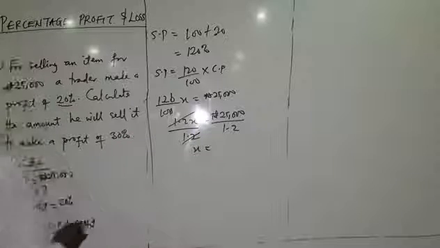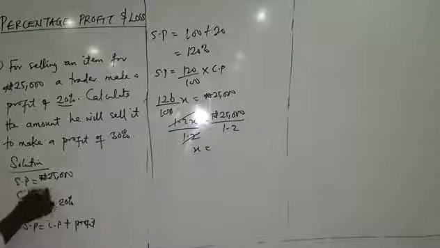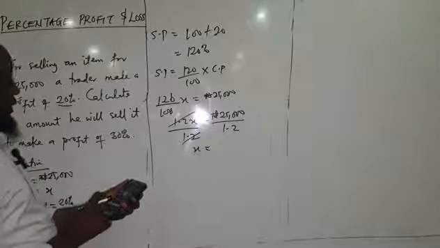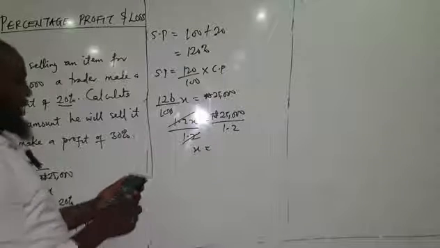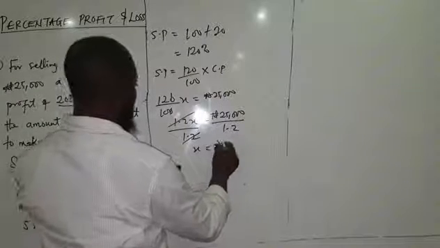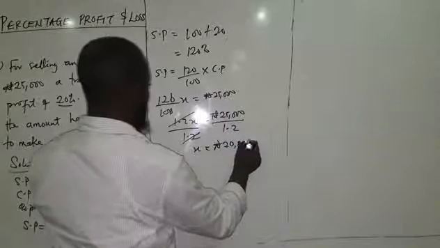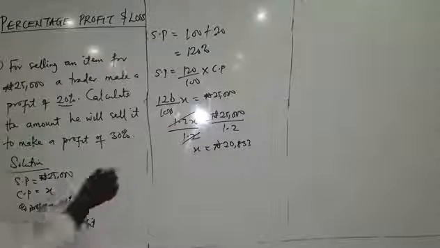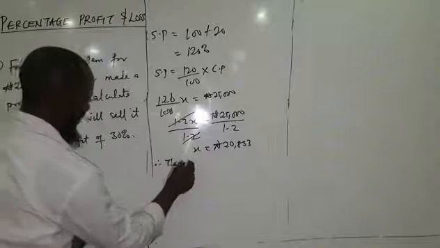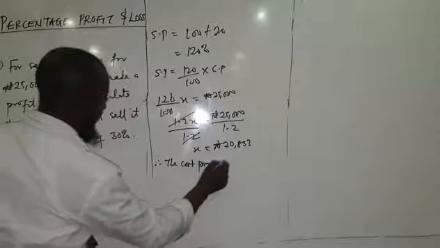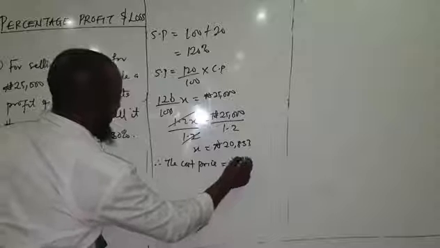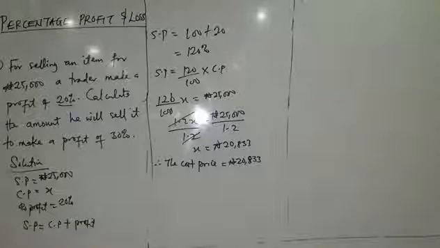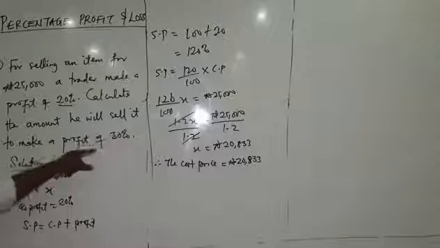We are assuming that X is our cost price. So X is our cost price here. That's why I use X here. So we have 25,000 naira divided by 1.2, and that gives us 20,833 naira. So this is the cost price. So therefore, the cost price is equal to 20,833.